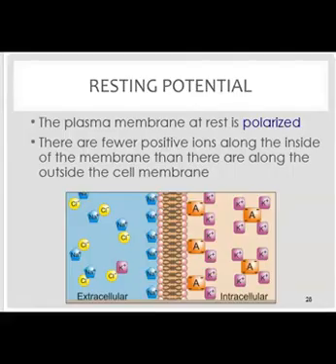So before we get started with how this works, we need to understand what's happening to the neuron at a point of rest. When the neuron is not actively conducting an electrical impulse, it has what's called a resting potential. And this refers to what's happening electrically and chemically to the neuron. The plasma membrane at rest is polarized, and that means that there's a difference in charge between the inside of the cell, the inside of the neuron, and the outside of the neuron.